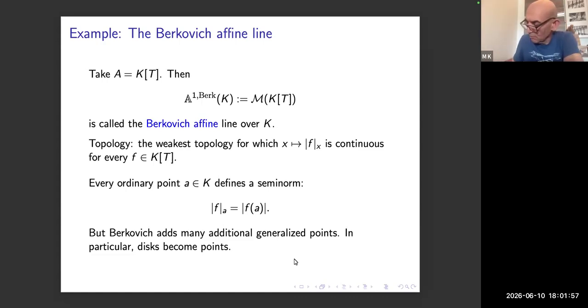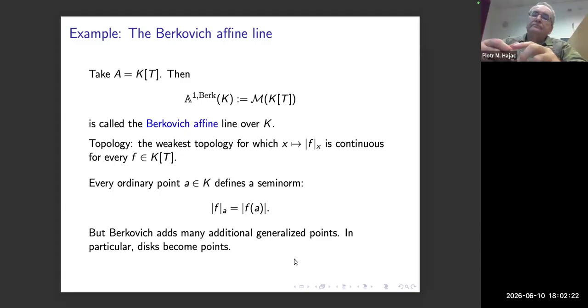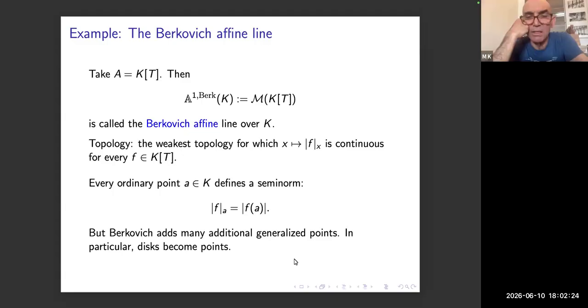This is a set of points. You can topologize that by declaring the weakest topology, the weakest topology for which all evaluation maps are continuous. That's exactly like what we do in Gelfand's theory.